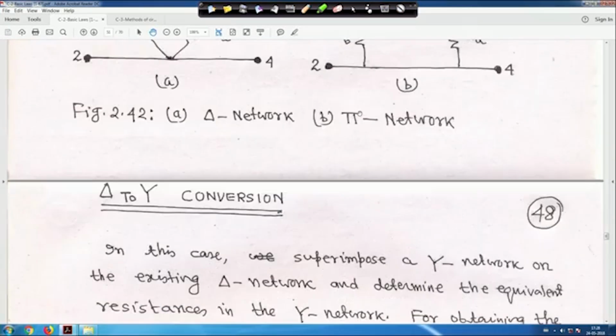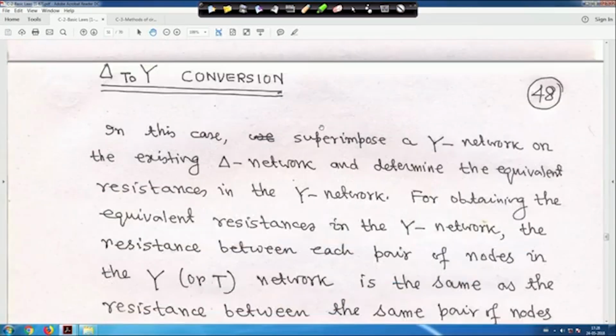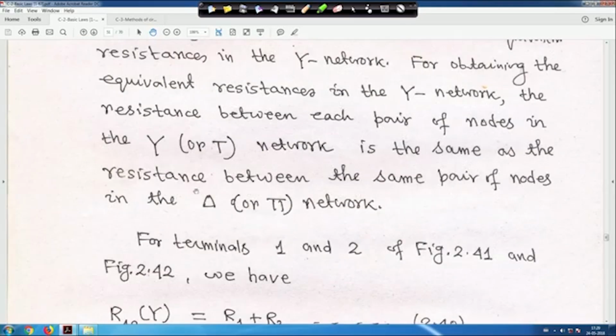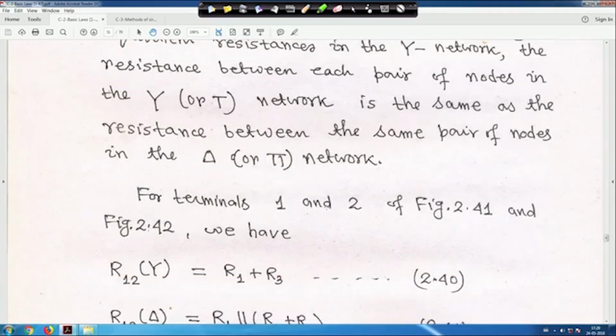Now delta to star conversion. In this case what we will do is superimpose a star network on the existing delta network, and you have to find the equivalent resistances in the star network when you go for delta to star conversion. For obtaining the equivalent resistance in the star network, the resistance between each pair of nodes in the star or T network is the same as the resistance between the same pair of nodes in the delta or pi network. Now how does it look?